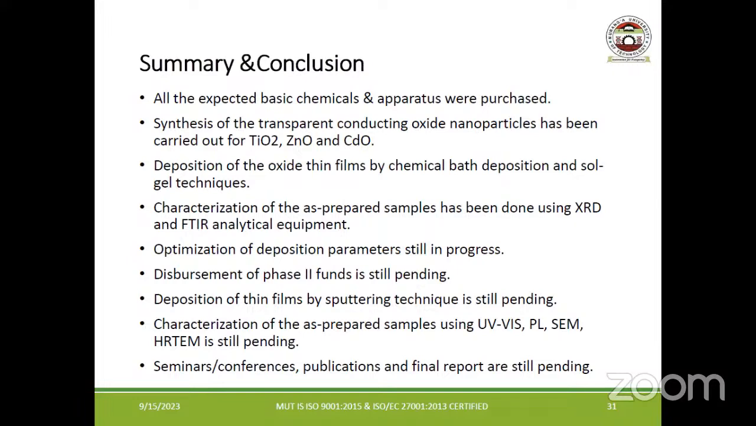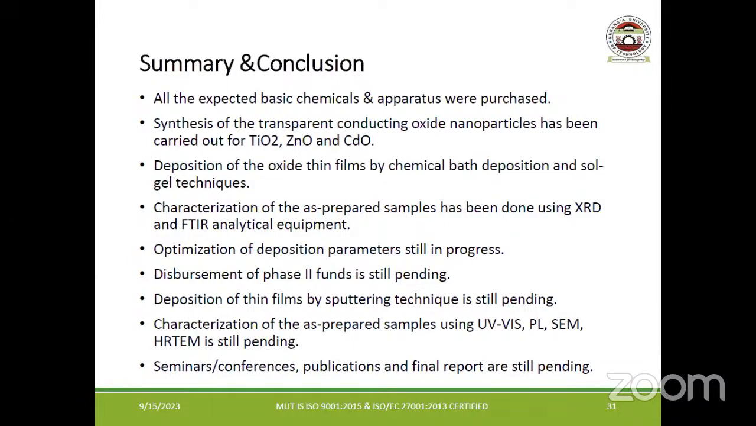Optimization of deposition parameters, we are saying, is still in progress, because for thin film, you cannot only use the CBD or the sol gel to optimize. We are planning to also use the sputtering technique, which we are expecting to optimize and get a good thin film out of the three compounds that we have managed to synthesize in our labs. Another thing which is pending is further characterization of what we have already obtained in the samples.